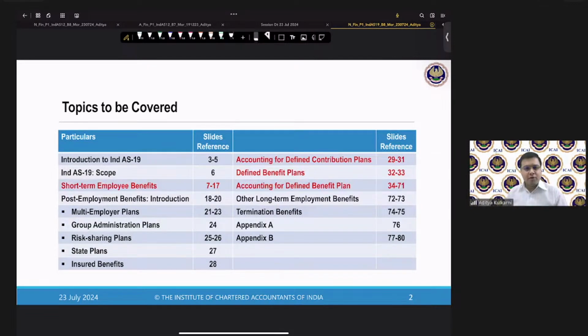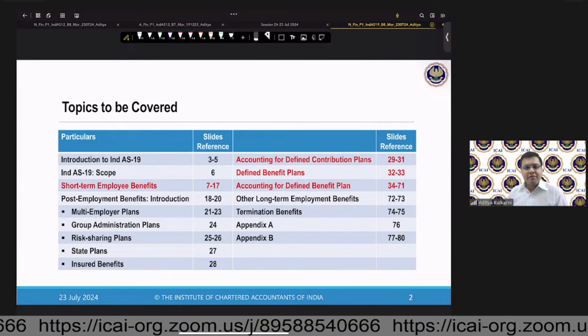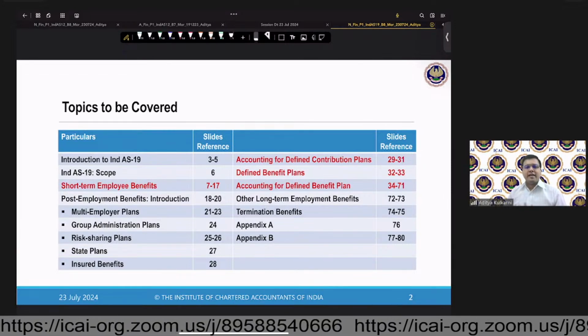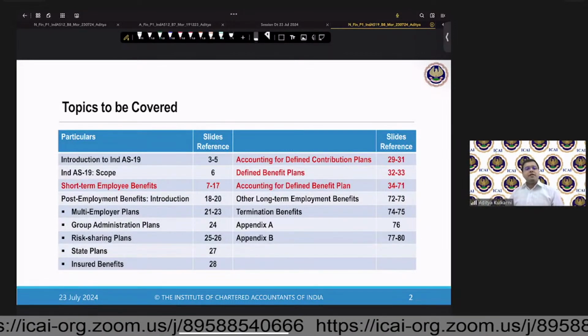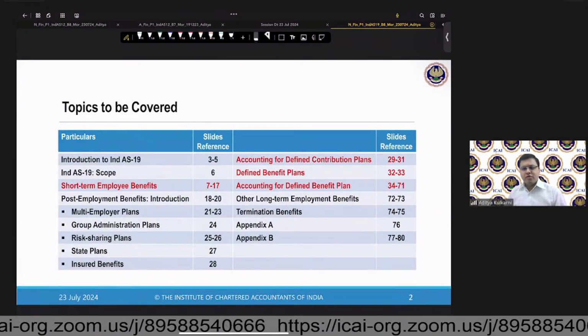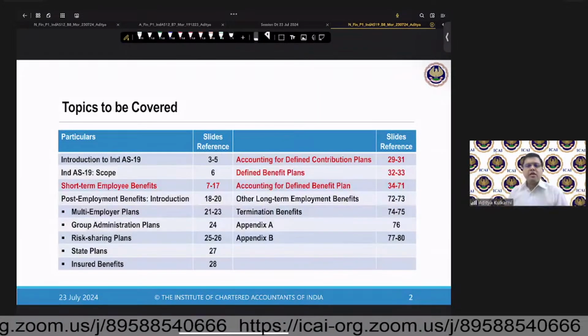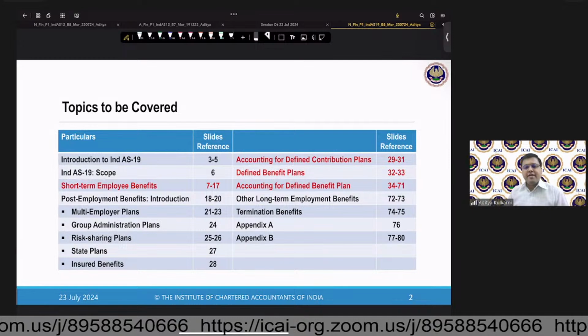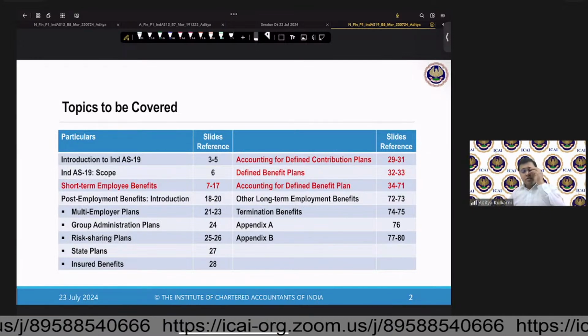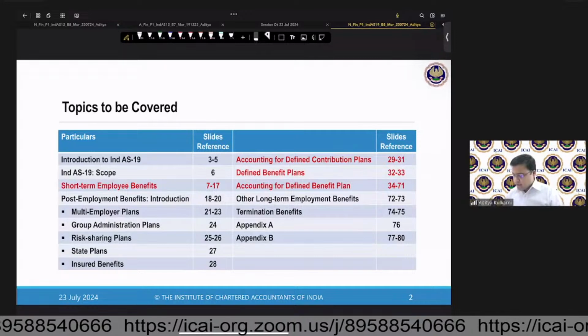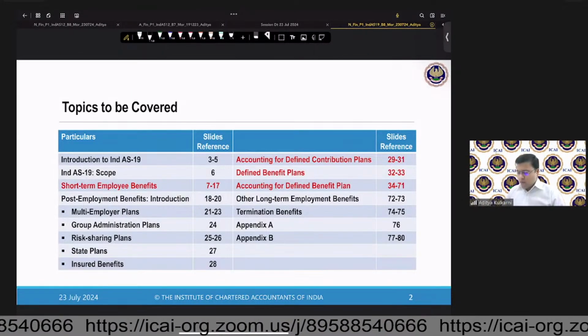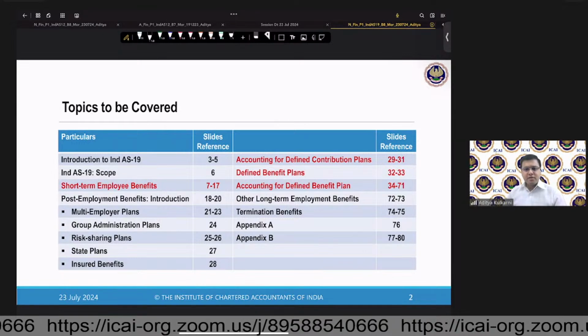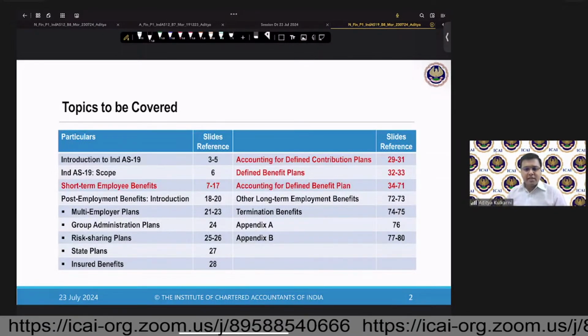Then you have your post-employment benefits. Apart from post-employment benefits, you have other long-term employment benefits and termination benefits. When we talk about post-employment benefits, it essentially covers items like your gratuity, for which a payout will happen after you complete your employment. That is the major one which we are going to discuss. Under the post-employment benefits, you have two plans, broadly categorized into defined contribution plan as well as defined benefit plans. Defined benefit plans are the major one from your examination perspective.